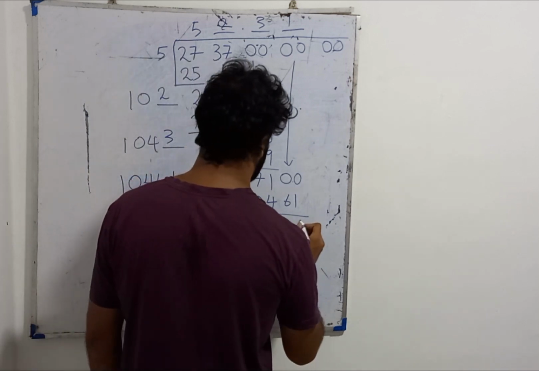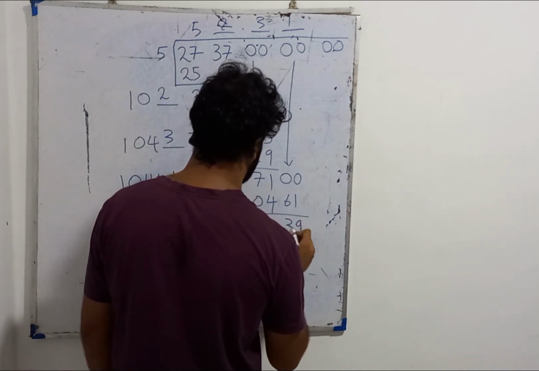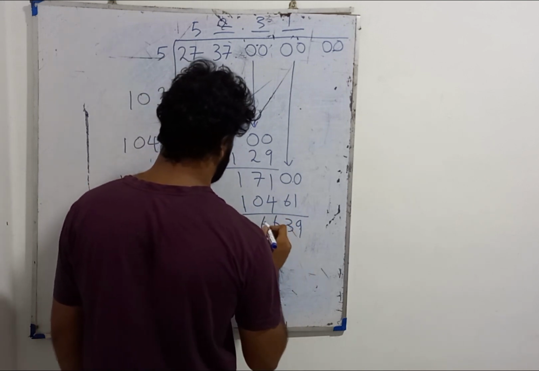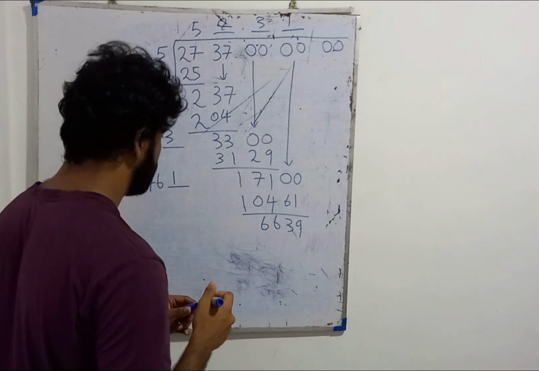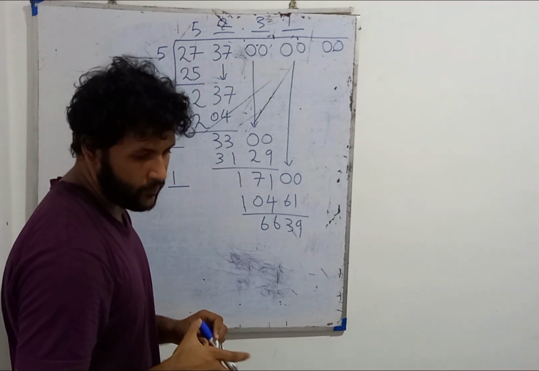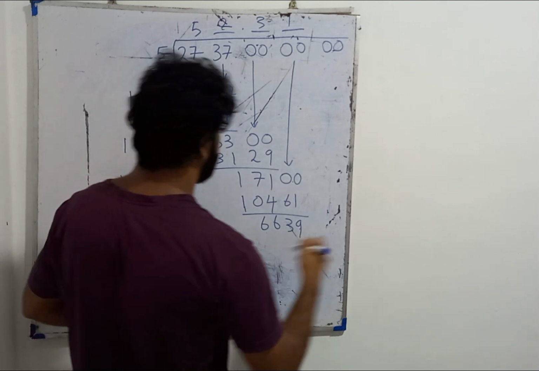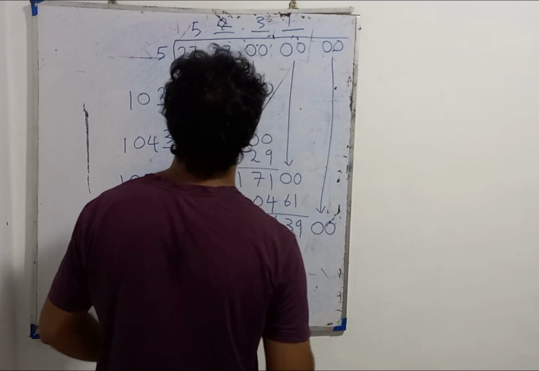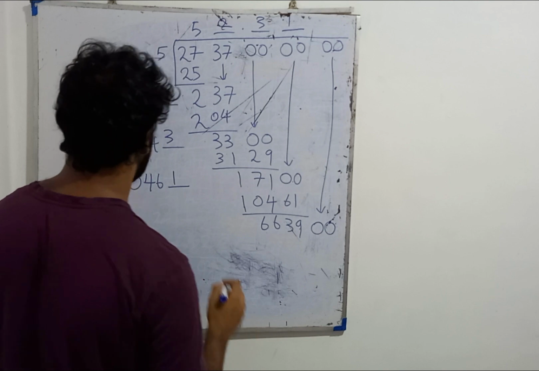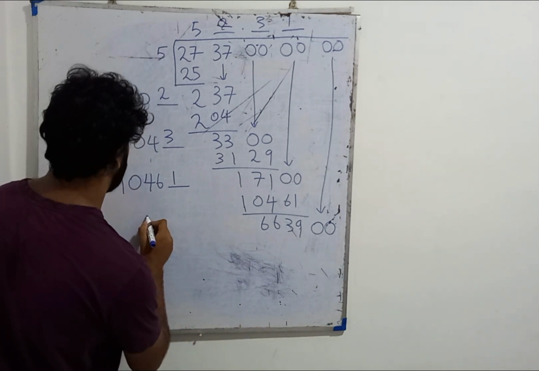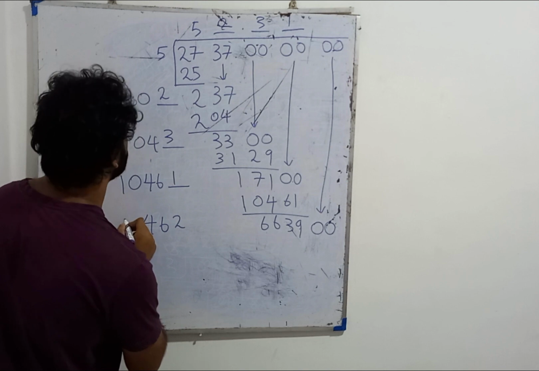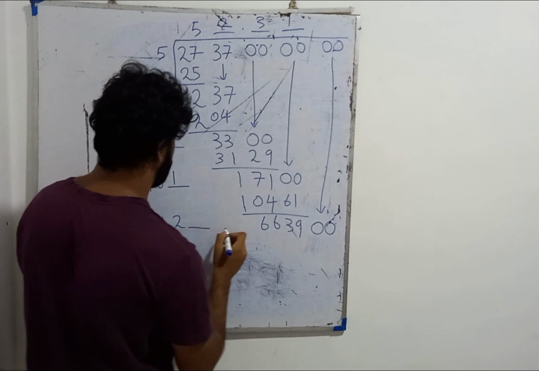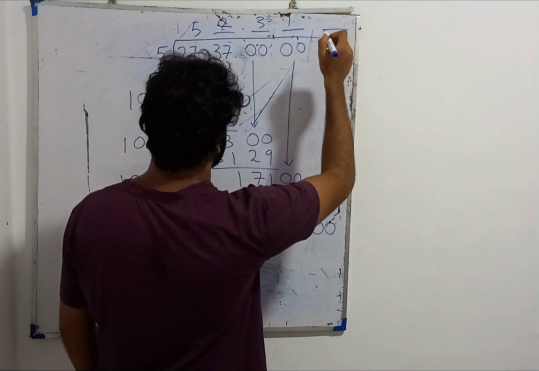Then 9, 3, 6, 6, right? Six 639, yes. Then take these two zeros again to down. Then 6, 2, 10. Keep decimal. Give a decimal up there.